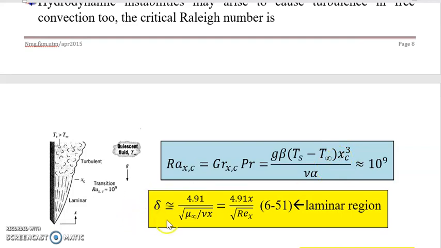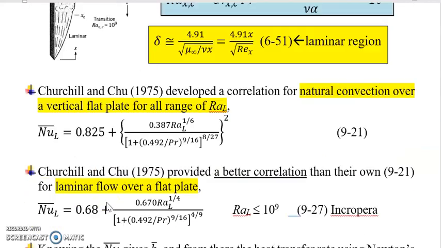And for the laminar region, you may approximate the thickness of the boundary layer with that used for external forced convection, 6.51. You may use that as an approximation to determine the thickness of your boundary layer in this case of laminar flow over a vertical flat plate in natural convection.